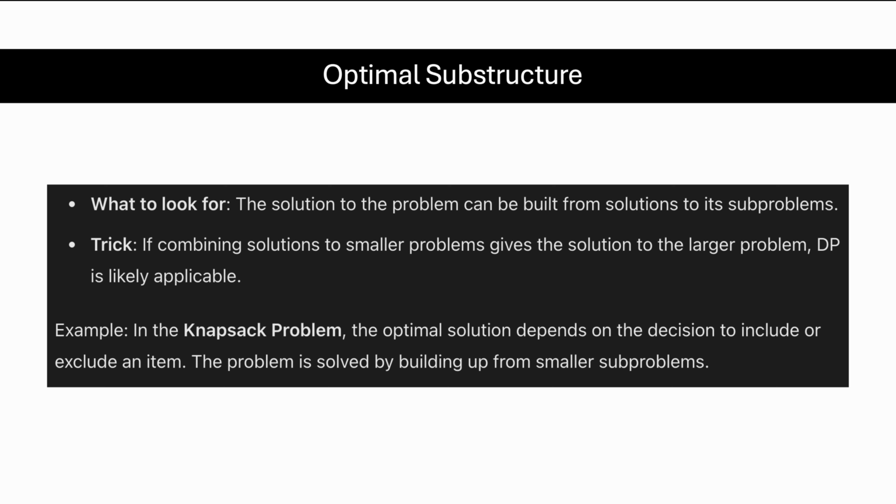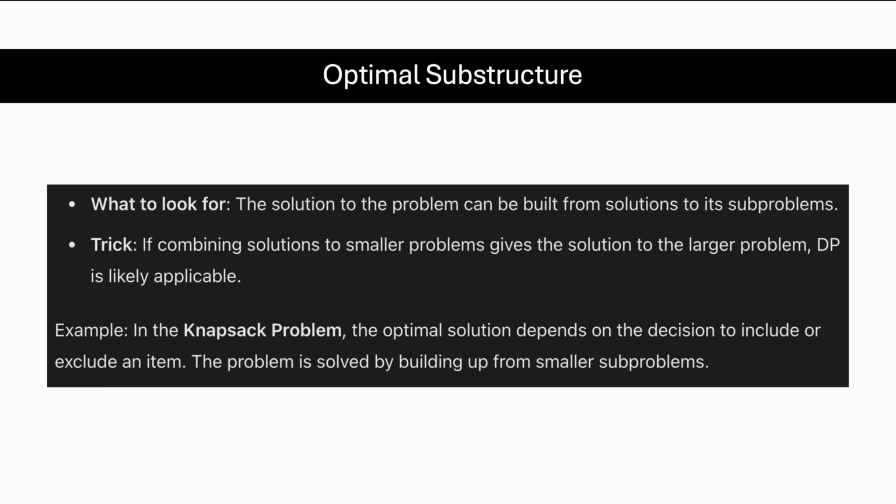So in the knapsack problem, what happens? You've been given weights and values of the items and a maximum weight capacity, let's say W. Find the maximum total value that can be carried without exceeding the maximum capacity, that is W. So this is a knapsack problem. In a knapsack problem, the optimal solution depends on the decision to include or to exclude an item, and the problem is solved by building up smaller subproblems. So what we do actually, we combine solutions to smaller subproblems to calculate the maximum value for each weight limit.